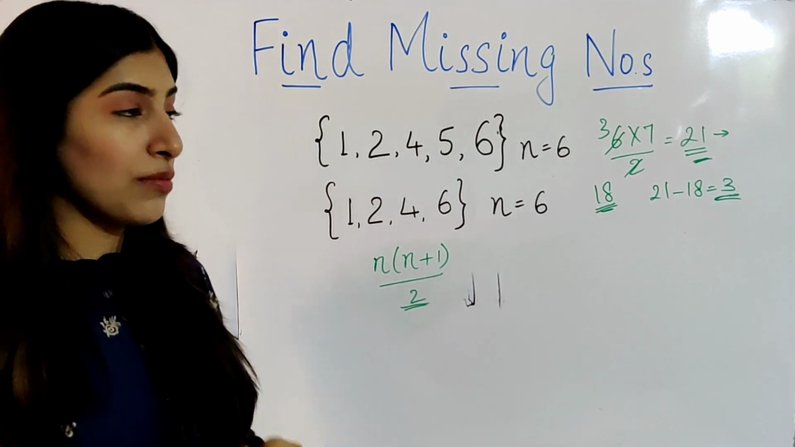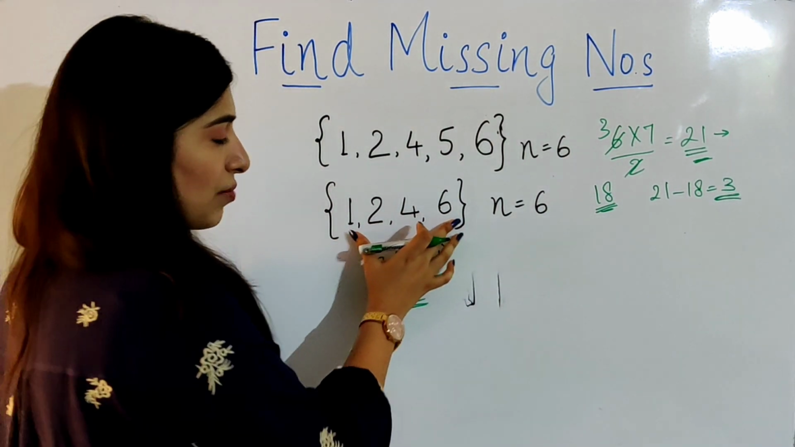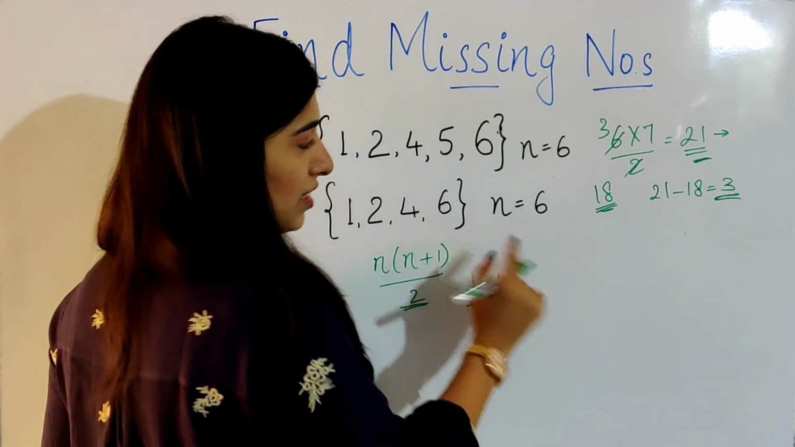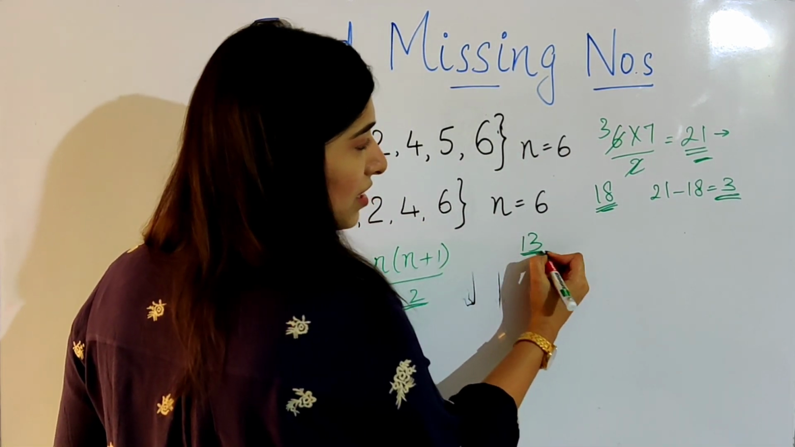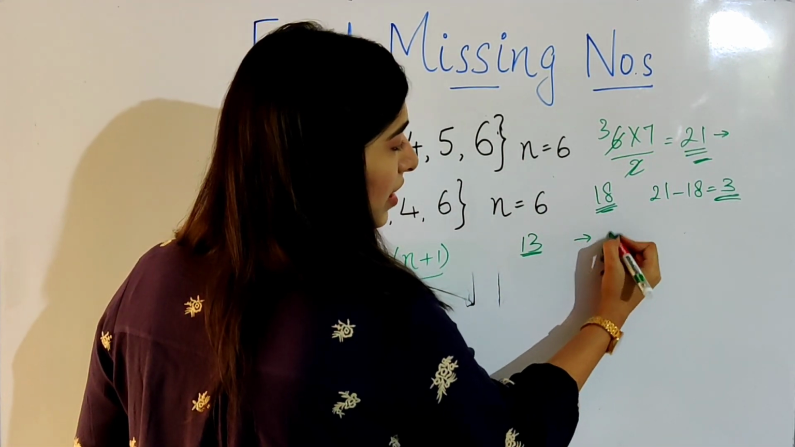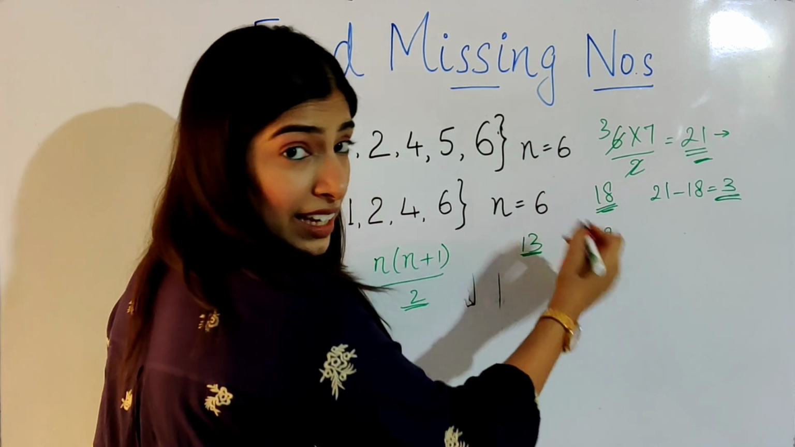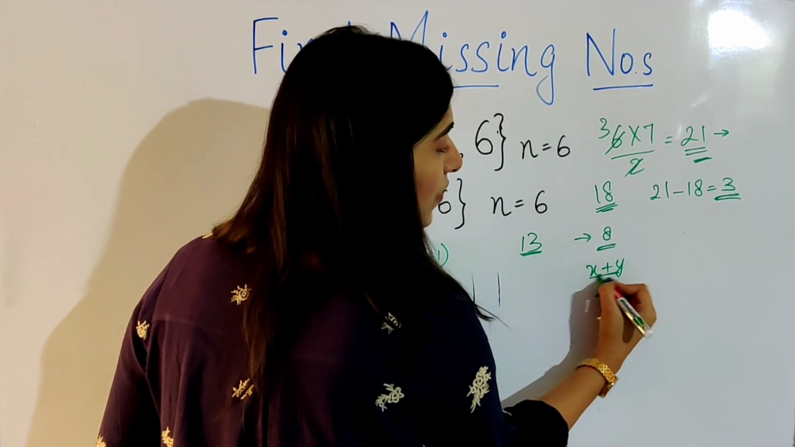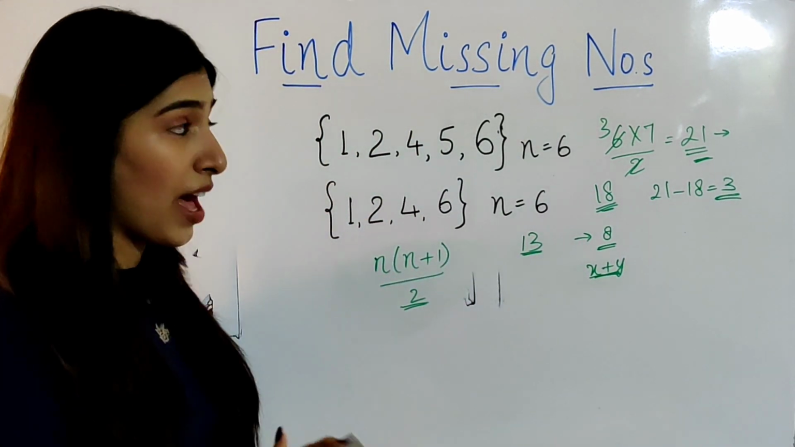Now we have two numbers missing. So if we calculate the sum of these numbers, it will be 1 plus 2, 3, plus 4, 7, plus 6, 13. So now our sum is 13. If we take the difference of 21 and 13, we will get 8. What does this 8 represent? It represents the value of x plus y, if x and y are the elements that are absent.